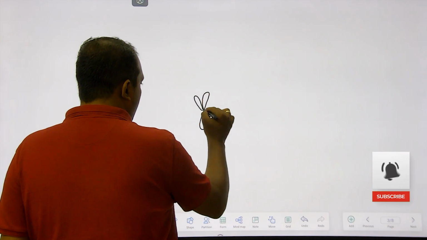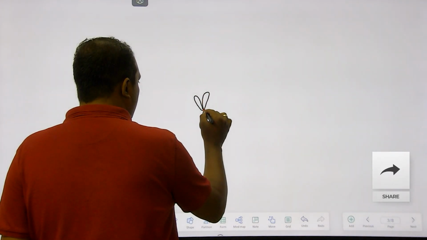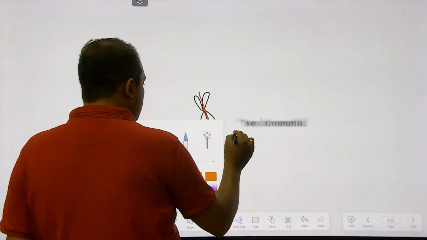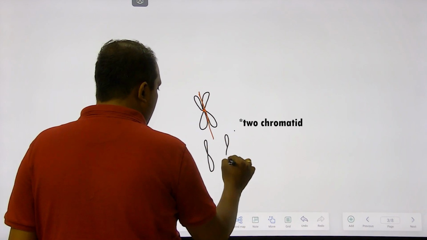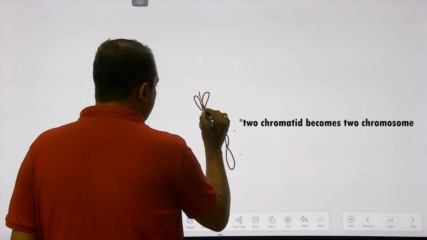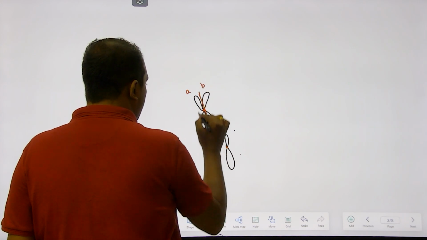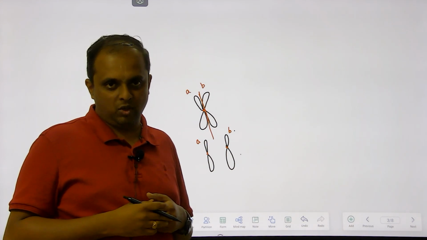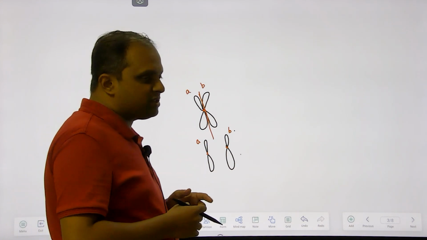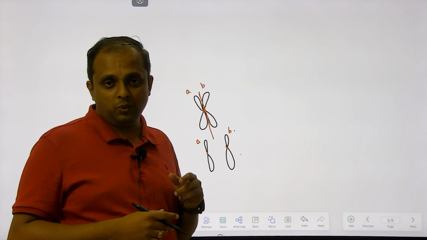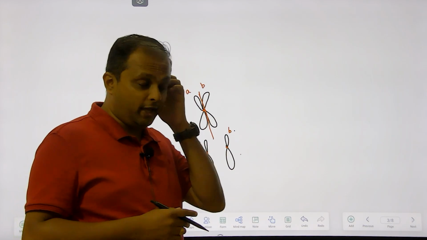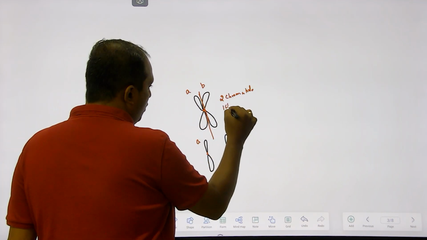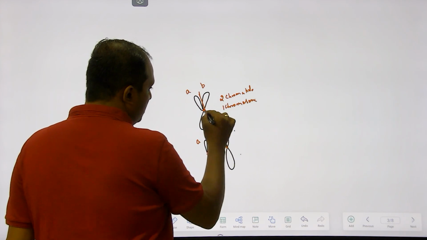Now, if you have a centromere here, what happens? There is going to be a split in the centromere, thereby one chromatid becomes two chromatids. Let me call this A and this B, because of the pull from the spindle fiber. Now, how do you count the number of chromosomes? You do it by counting the number of centromeres. This was two chromatids, one chromosome, because there was one centromere.